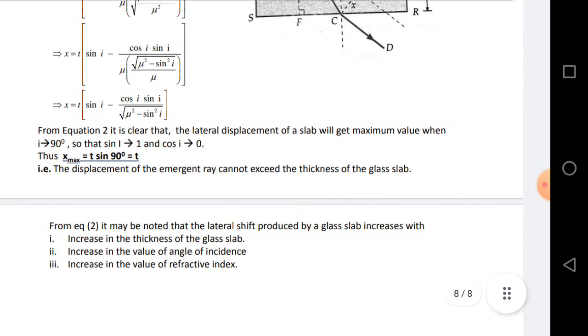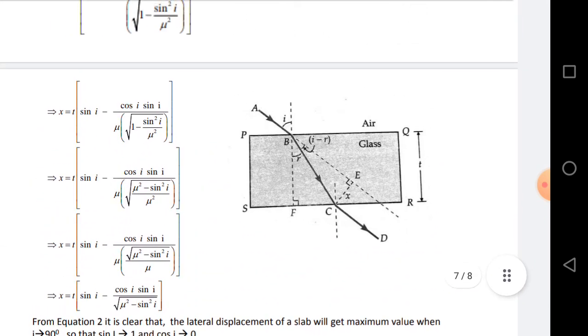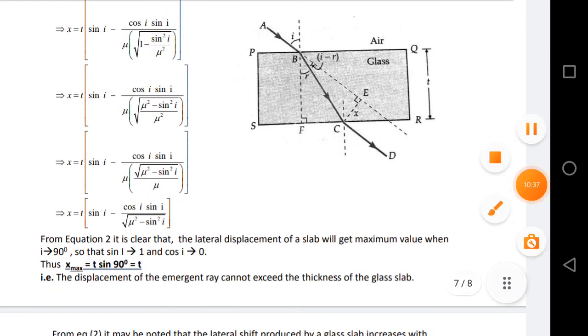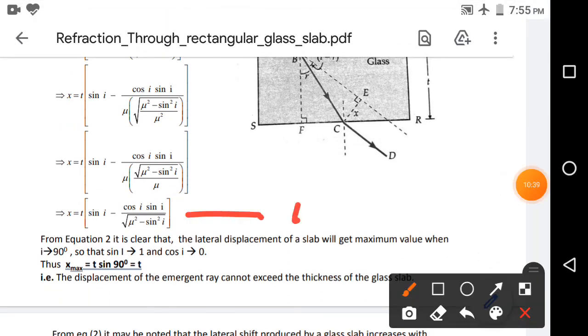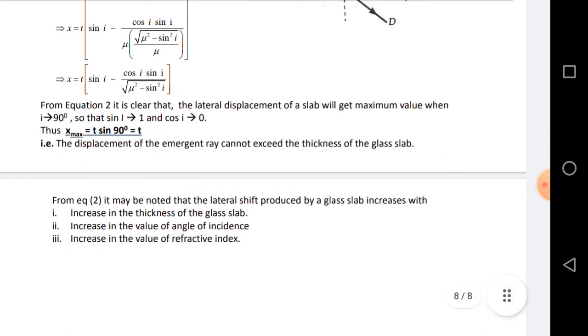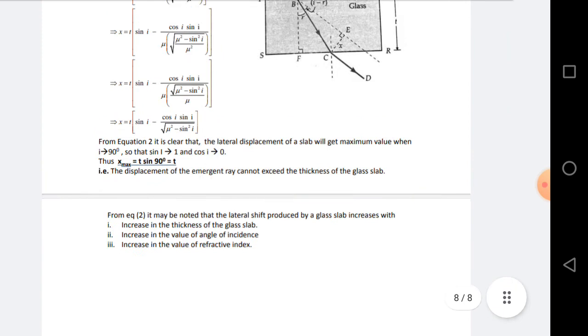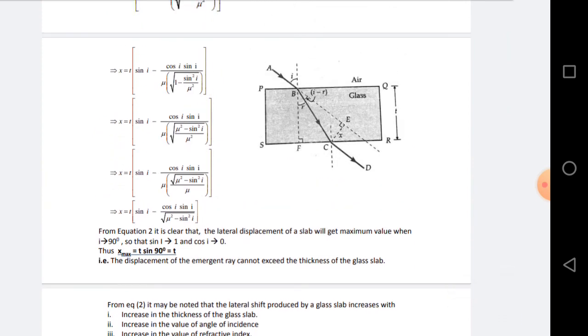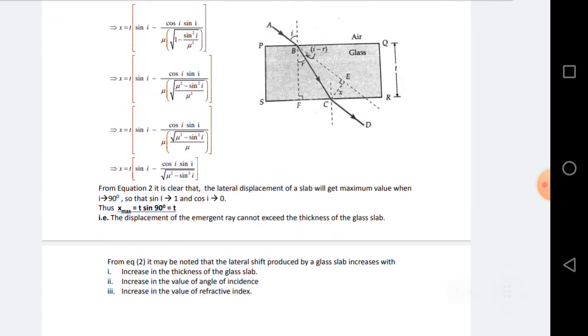And from equation 2, it may be noted that the lateral shift produced by a glass slab increases with increase in the thickness of the glass slab, increase in the value of angle of incidence, and increase in the value of refractive index. So this is the expression for the lateral shift and the conclusion for refraction through a rectangular glass slab. Thank you very much.